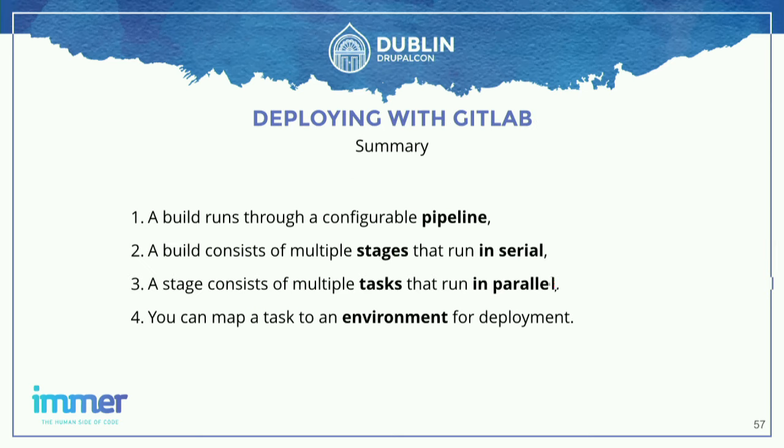So to summarize, deploying with GitLab, a build always runs through a configurable pipeline that you define on a per project basis. Then a build consists of multiple stages, one or multiple, which run in serial. And then a stage consists of multiple tasks that run in parallel, that run at the same time. And finally, you can map a task to an environment for your deployment purposes.